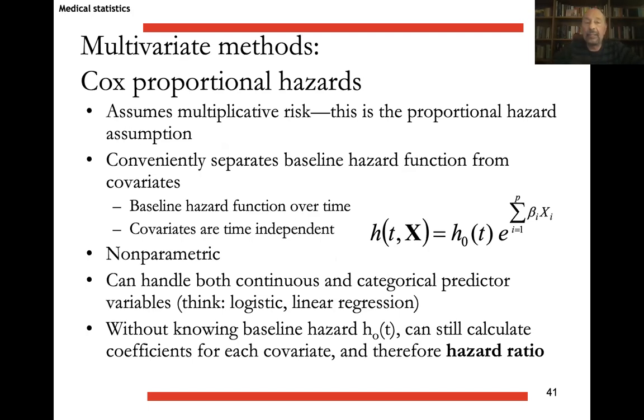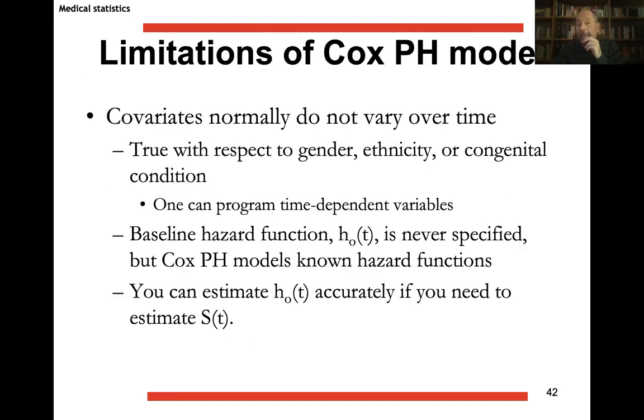And now the Cox proportional hazard assumes multiplicative risk. So this is the proportional hazard assumption. It conveniently separates baseline hazard from covariates. This is something I already told you, it is semi-parametric, and can handle both continuous and categorical predictor variables. And without knowing the baseline hazard, you can still calculate the hazard ratio, which is what we really care about.